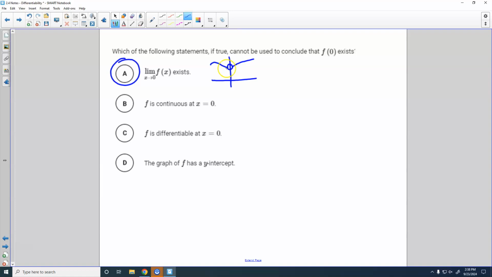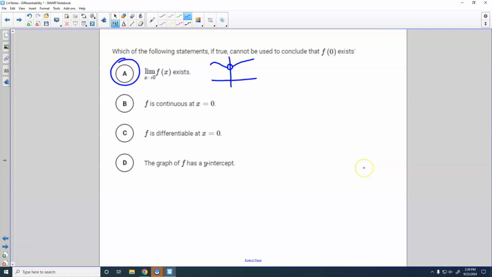So, here's the reason that A may not prove that f of 0 exists. If f is continuous, f of 0 has to exist, right? Can't have a hole where it's continuous. What about C? If it's differentiable, it has to be continuous, right? So if B proves that f of 0 exists, then C has to as well, because you have to be continuous to be differentiable. So it's not an answer.